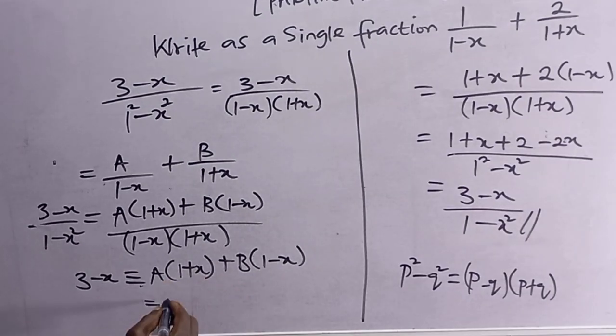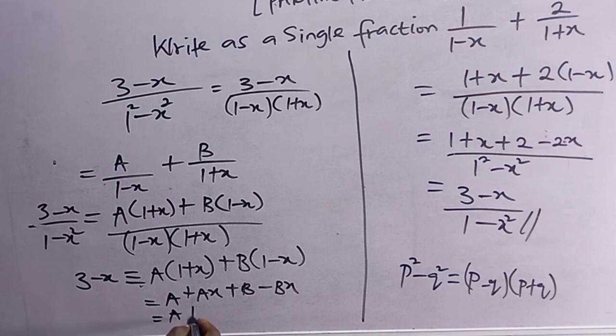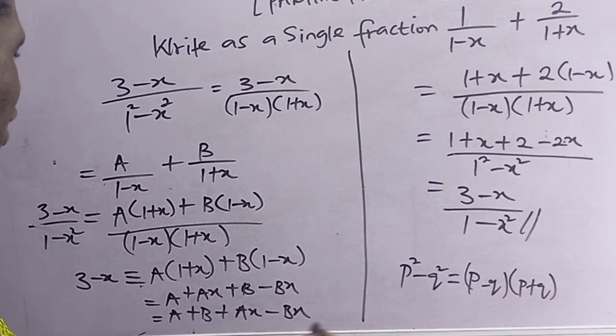So if we open this bracket, it's the same as a plus ax plus b minus bx. Collecting like terms, we have a plus b plus ax minus bx.